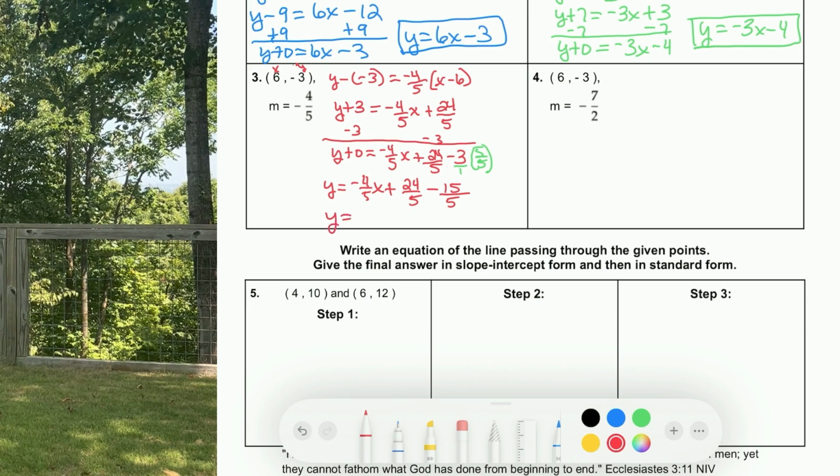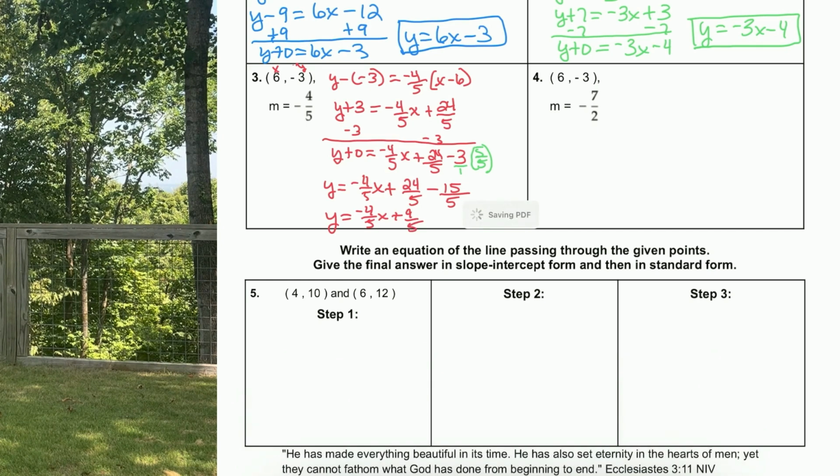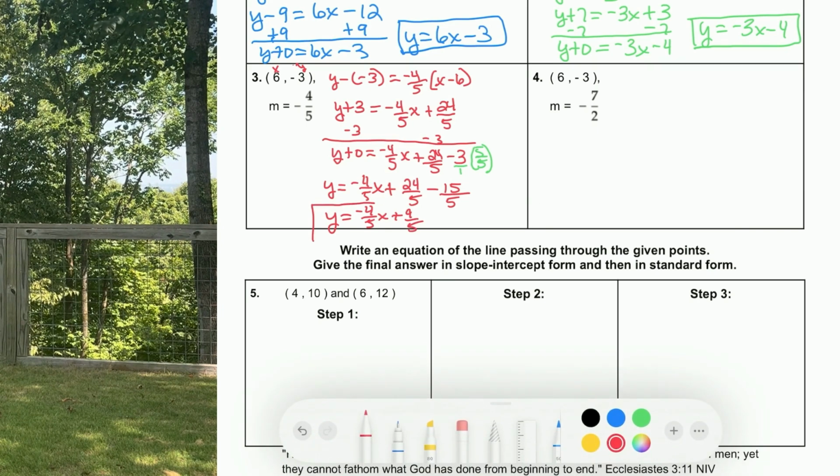We end up with y equals negative 4/5 x. 24 minus 15 is 9, and it's going to be positive. So let's see, plus 9/5. And that is our actual equation of a line. Number 4.